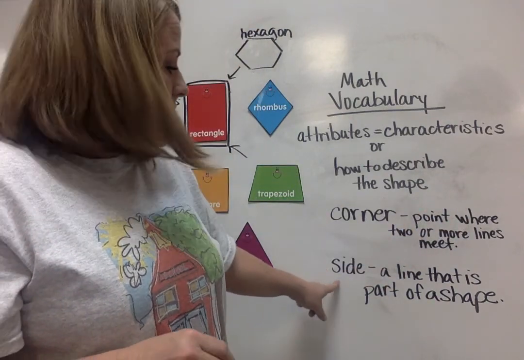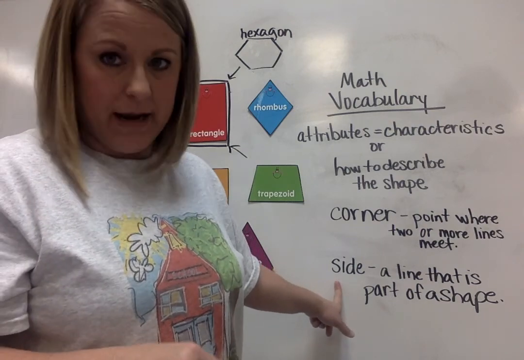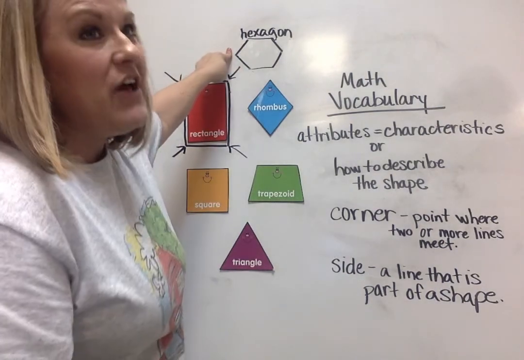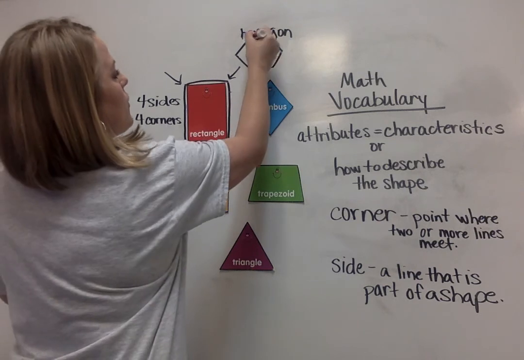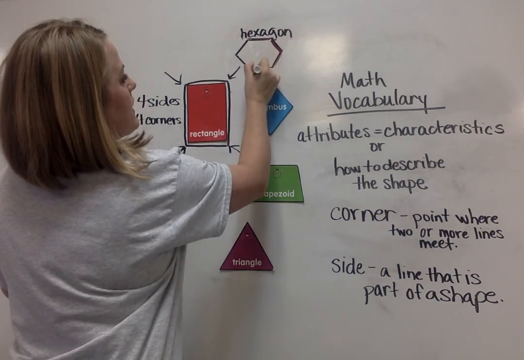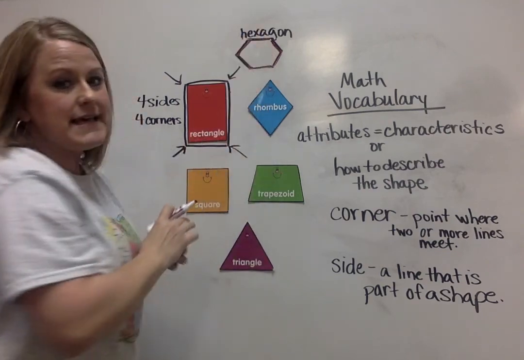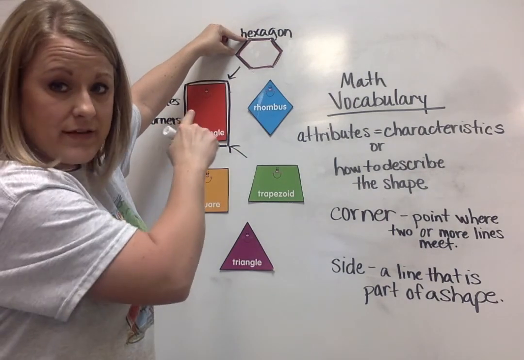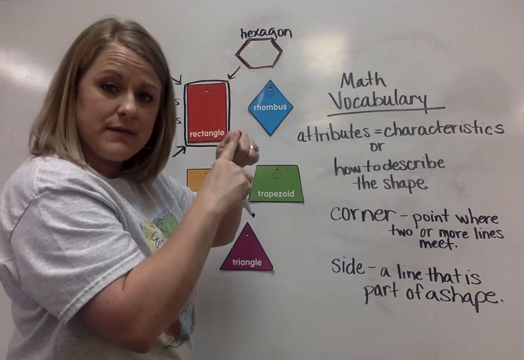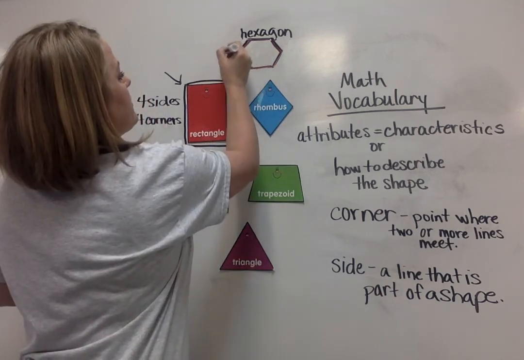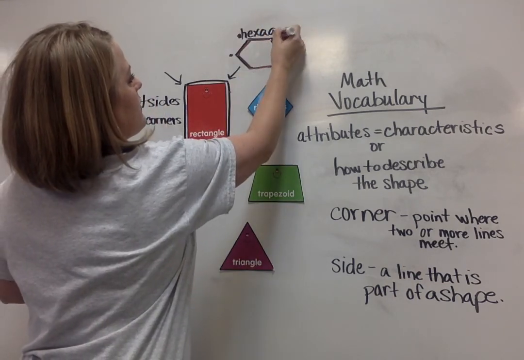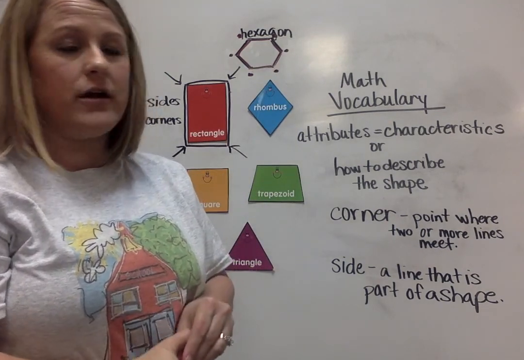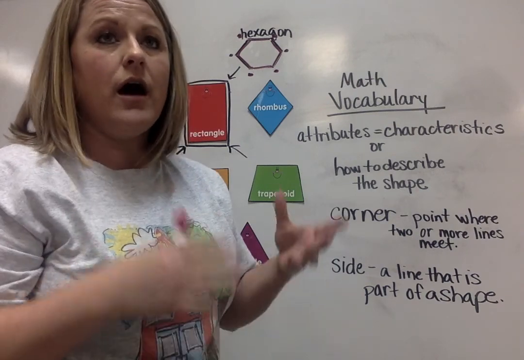Then you have a side. A side is a line that is part of a shape. For example, if we look at my terrible drawing of a hexagon, we will see that we have 1, 2, 3, 4, 5, 6 lines in that hexagon. Each is part of a line in this shape. When two lines meet together, they make a corner. We have 1, 2, 3, 4, 5, 6 corners, or you might hear another fancy way to call a corner. It would be a vertice.